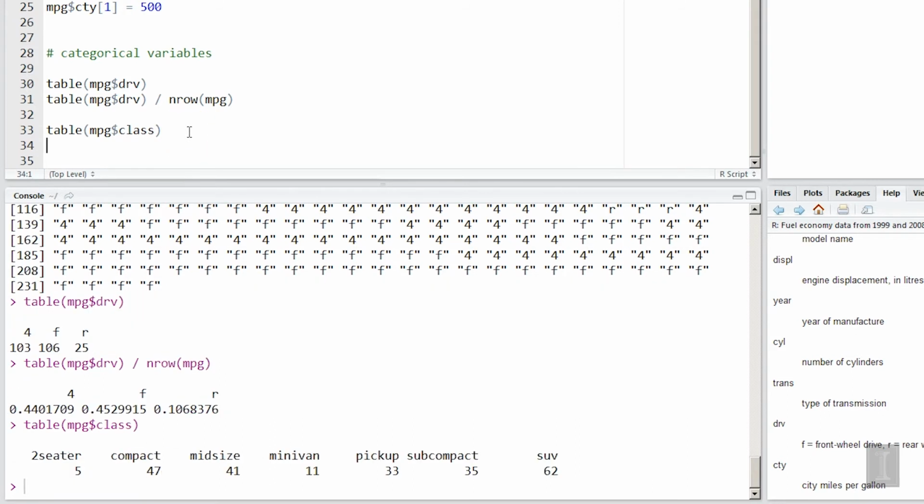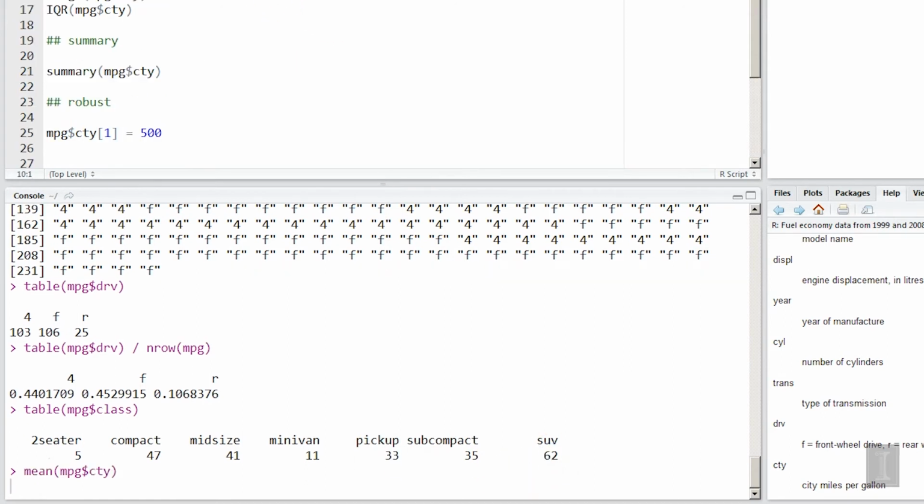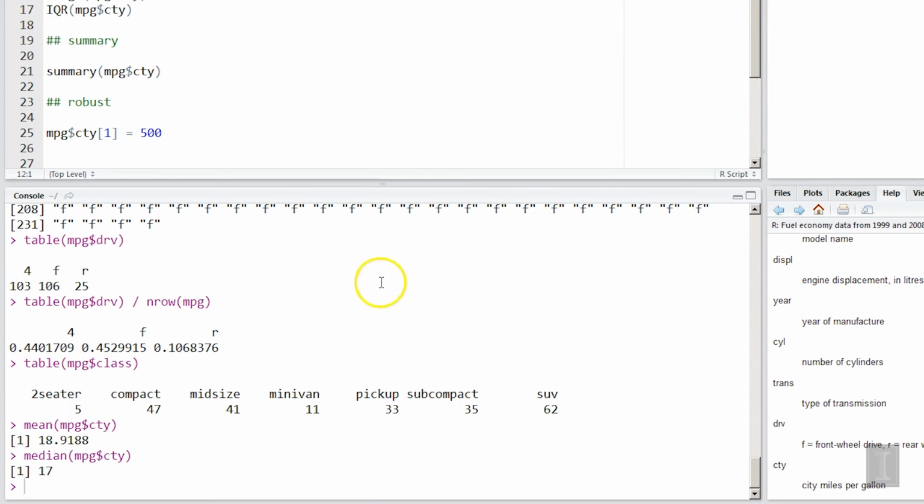I'd also return here to the different classes of cars, and I would note that we have a lot of pickups and a lot of SUVs, and I think that sort of explains the not so great fuel efficiency that we've been seeing in this data set.